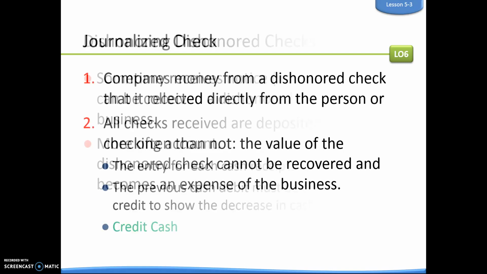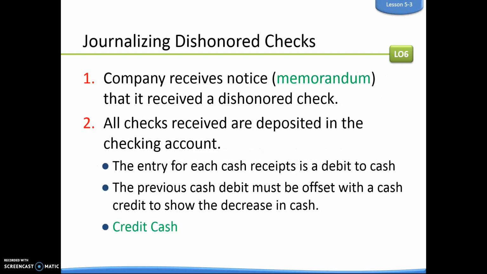What do you do? Well, the company is going to receive a notice or a memorandum that it received a dishonored check. All checks received are deposited into the checking account. So typically what happens is if you have cash receipts, you get a debit to cash.